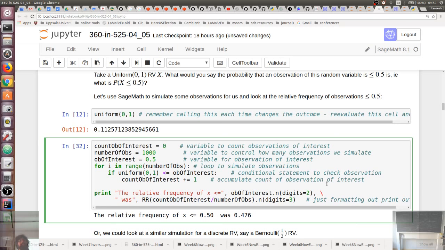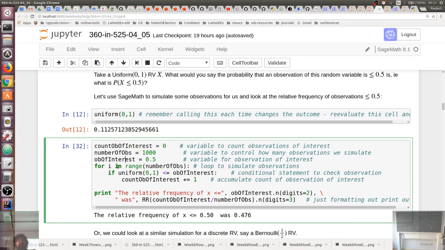So now let's do a little bit more. Remember we said that probability was motivated by this notion of relative frequencies, the limits of relative frequencies approaching this thing called probability, right? So we're going to do a simulation experiment to see if this makes sense. So here is a variable to count observations of interest. Initially 0 observations, and then this is a variable that tells us how many observations we're going to simulate. So we'll simulate 1,000. This is basically the variable for telling us which observation is going to be of interest. So for me, it's 0.5.